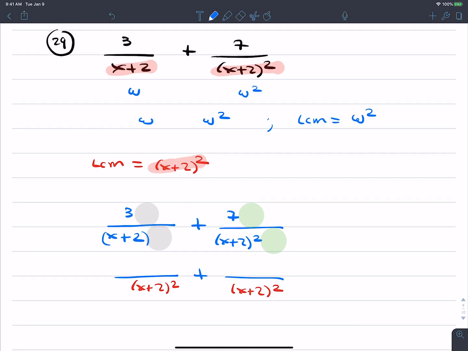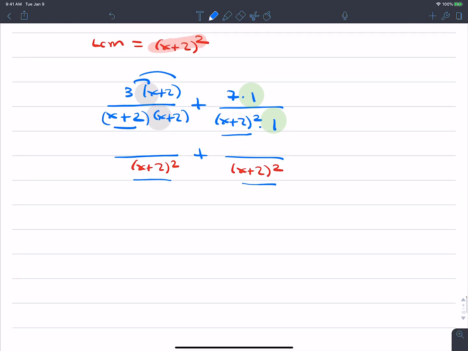So we're going to have to find a term that multiplies with this x plus 2, so they get x plus 2 to the second power. That has to be another x plus 2. We need a term to multiply to x plus 2 squared to make it x plus 2 squared. Again, that happens to be the number 1, because 1 times anything is itself. We can distribute and multiply. So we get 3x plus 6 over x plus 2 squared plus 7 over x plus 2 squared.